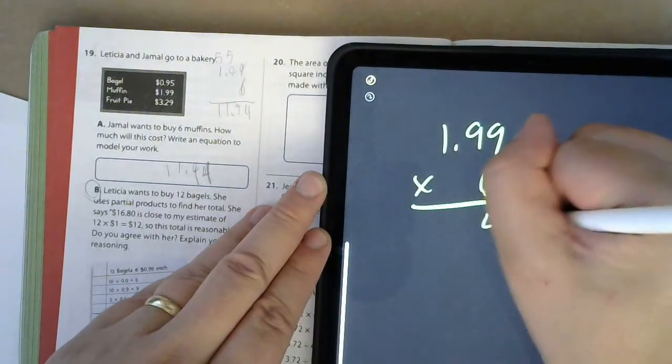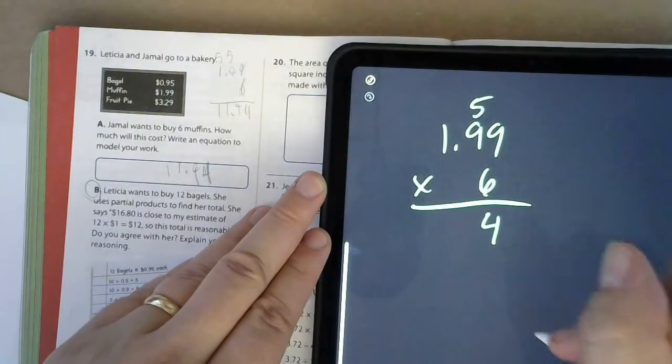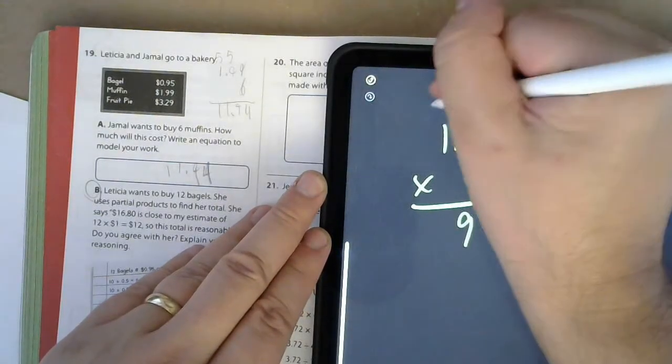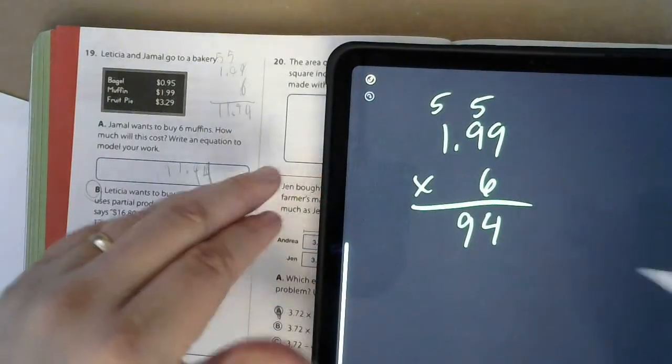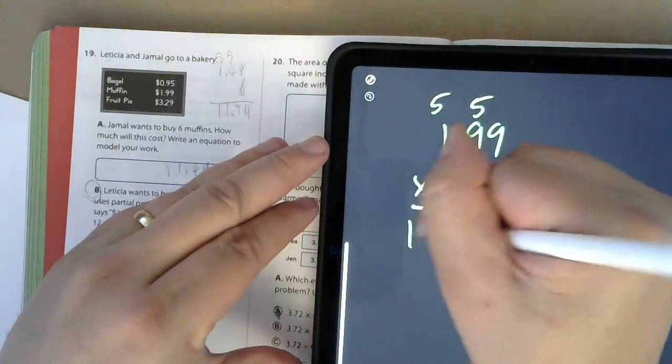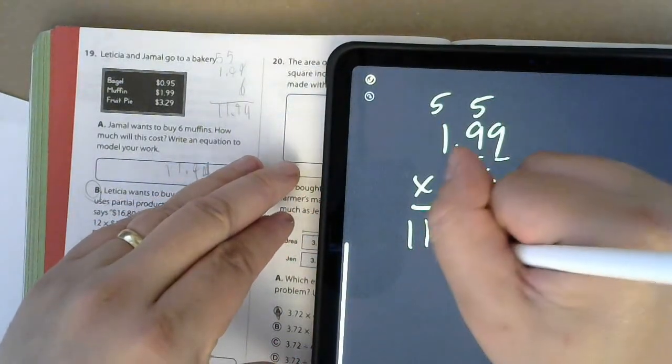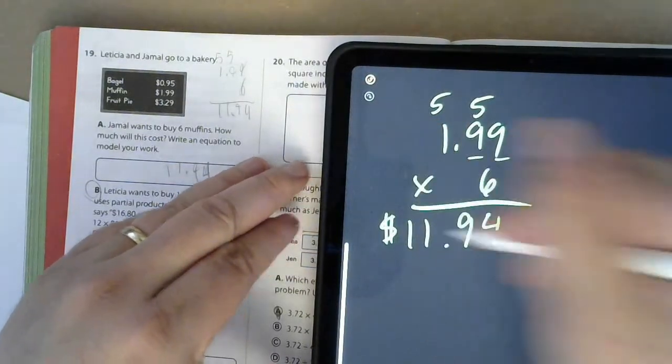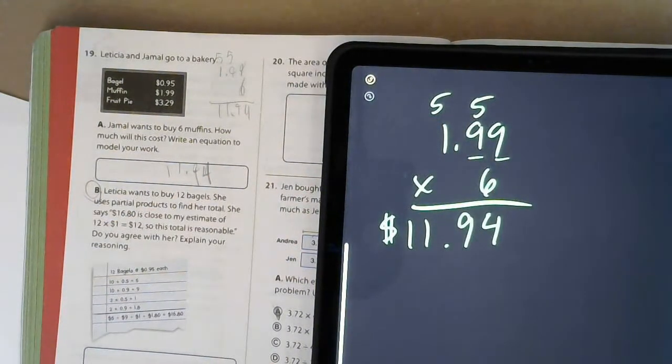Okay, 9 times 6, still 54. 9 times 6, 54, plus 5 is 59. And 6 times 1 is 6, plus 5 is 11. 2 decimal spaces. That means that Jamal's going to pay $11.94 for his 6 muffins.